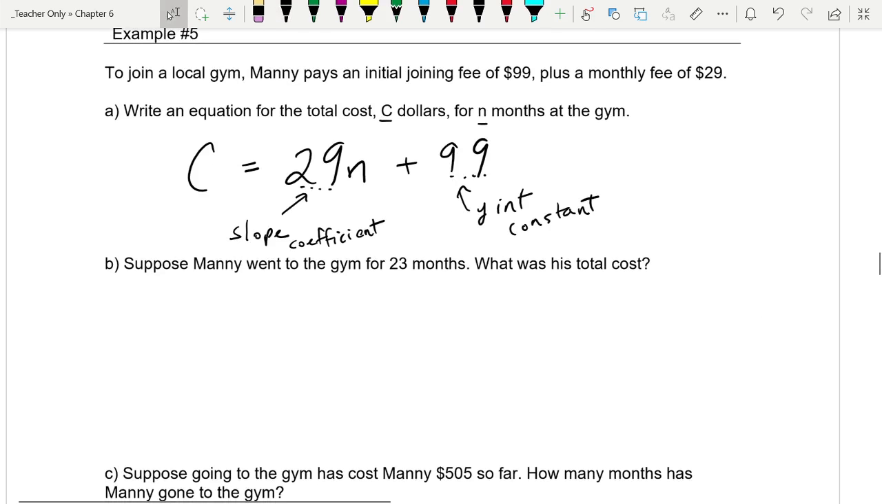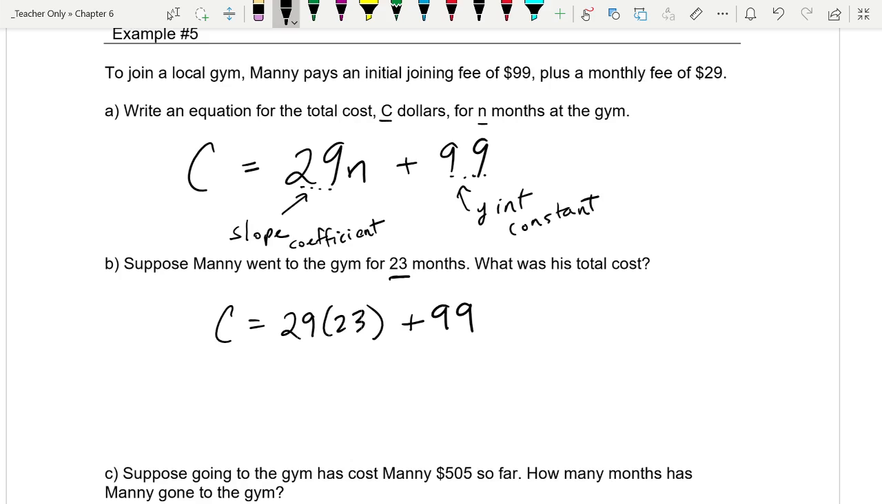Suppose Manny went to the gym for 23 months. What's the total cost? So that 23 will replace the n number. And this is now the exact same type of thing we did in Chapter 5 in the R8 part of it. And let's see, 29 times 23 plus 99. I haven't the slightest idea what 29 times 23 is. But I can run it through my calculator. Actually, I already did, and I have $766.